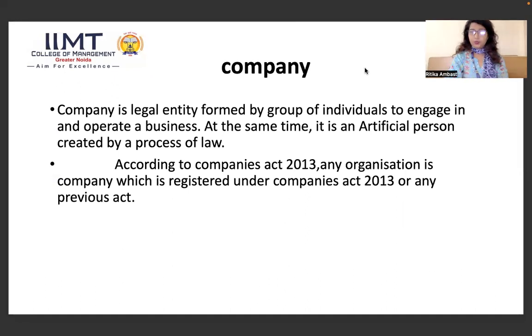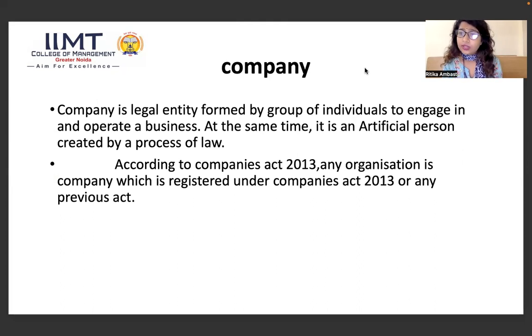First, we should know what is a company. A company is a legal entity formed by a group of individuals to engage in and operate a business. At the same time, it is an artificial person created by process of law.